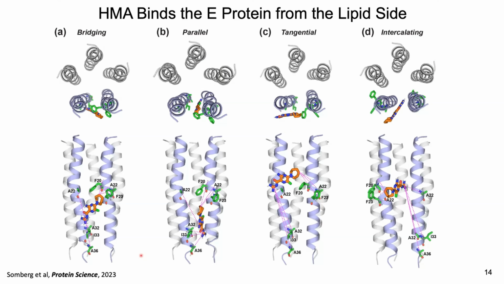So when we put all of our distance constraints into the Haddock software, so it's distance constraint docking, we can see various poses that show the HMA molecule, which has this long aromatic, planar side, interact with the 5-helix bundle in poses that are all coming from the lipid side, whether it's bridging 2 helices, or perhaps parallel to the 2 transmembrane helices, or perhaps tangential to the 5-helix bundle surface, or perhaps intercalating into 2 neighboring helices. They generally are coming from the lipid side.